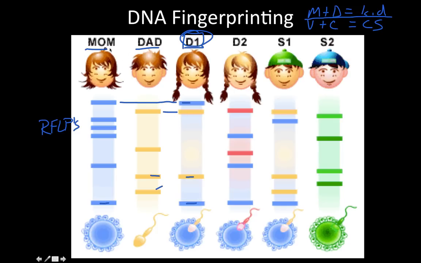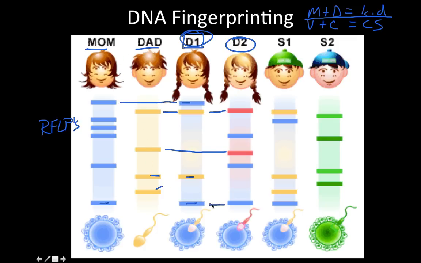Now let's look at daughter number 2. Well, this one might come from dad, but it's a little bit off, so they'd want to do more genetic testing. Same with this one. It's close, but it's off. Some people would say that daughter number 2 is not the child of mom and dad here.